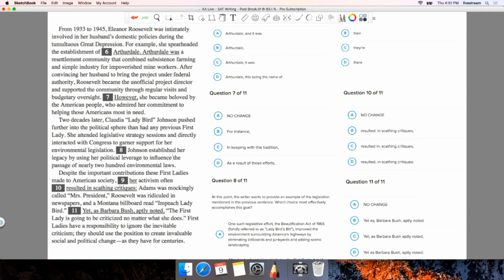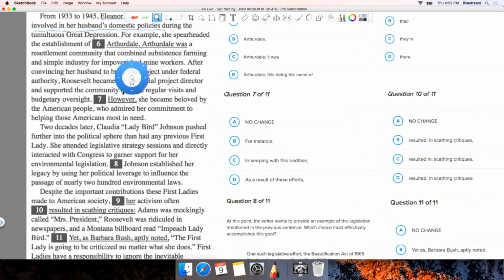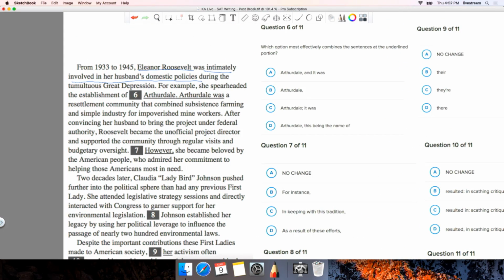Okay, from 1933 to 1945, Eleanor Roosevelt was intimately involved in her husband's domestic policies during the tumultuous Great Depression. So intimately involved, for example, she spearheaded the establishment of Arthurdale. Arthurdale was a resettlement community that combined subsistence farming and simple industry for impoverished mine workers. After convincing her husband to bring the project under federal authority, Roosevelt became the unofficial project director and supported the community through regular visits and budgetary oversight.